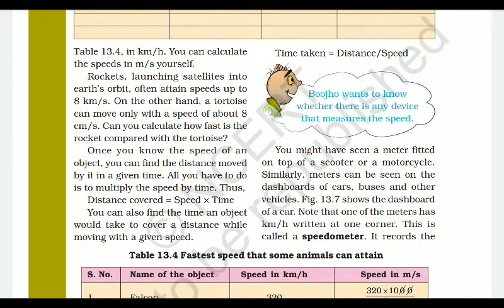You might have seen a meter fitted on the top of a scooter and motorcycle. Similarly, meters can be seen on the dashboard of cars, buses, and other vehicles. That is shown in Figure 13.7, which shows the dashboard of a car.